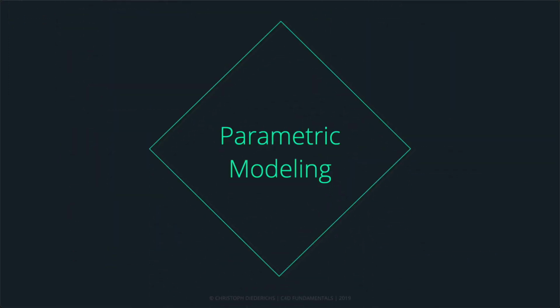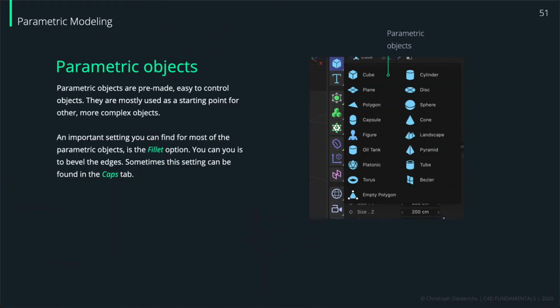All right, let's have a quick recap on parametric modeling, just to make sure that you get that. We talked about this in one of the first episodes as well. The parametric objects are the ones you find behind the blue cube, and you will find a lot of different parametric objects. Every parametric object has different settings and different parameters you can change.